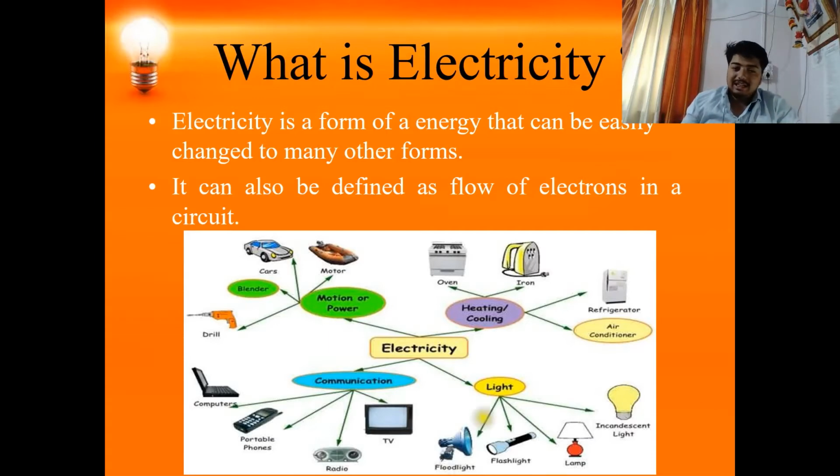Electricity we use to run our drill machines, our car, motorboats, oven, iron, refrigerator, to give us light in the form of floodlights, flashlights, lamps, incandescent bulbs. Then we have computers, mobile phones, radio, TV. Everything runs on electricity. So this is the base of our everyday life now.